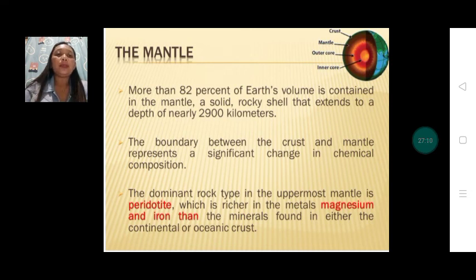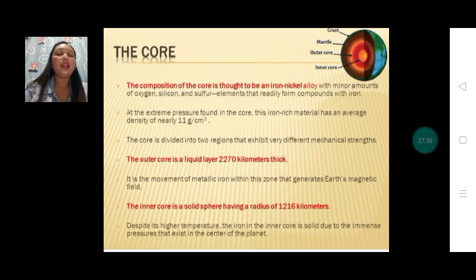2,900 kilometers. So the boundary between the crust and the mantle represents a significant change in chemical composition. And then the dominant rock type of the uppermost mantle is peridotite, which is richer in the metals magnesium and iron than the minerals found in either the continental or the oceanic crust. Okay, so now let's find out the core.